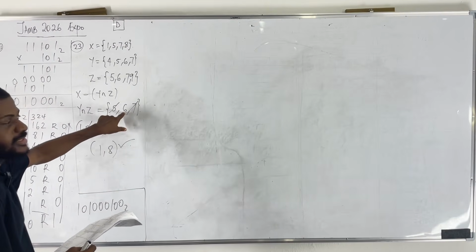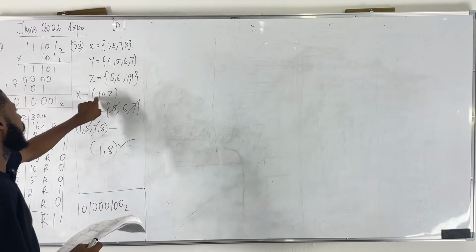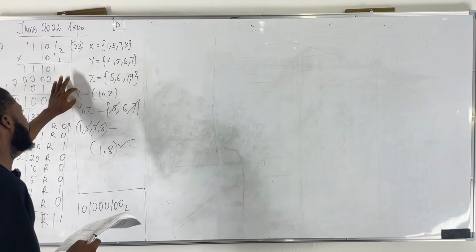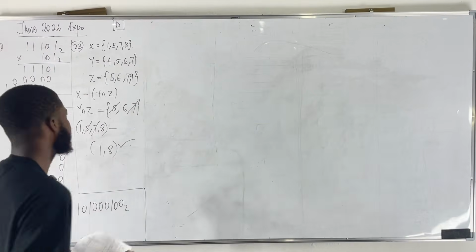This here is not your business. They're only saying, remove whatever you see in this set that is also in this set, and then you put the remainder that was in x. So it's 1, 8.